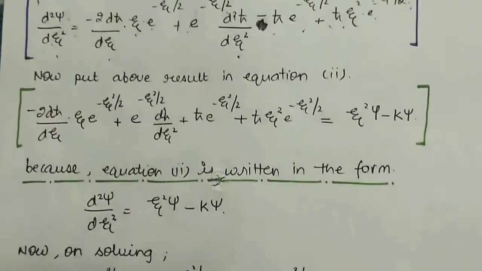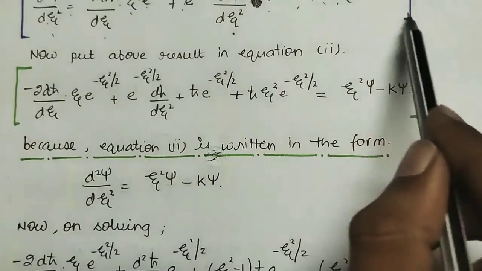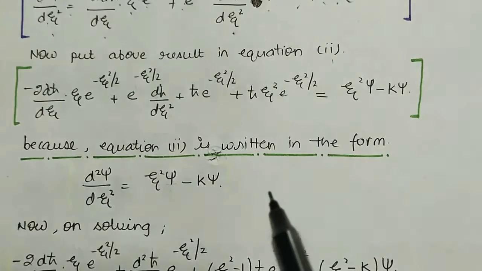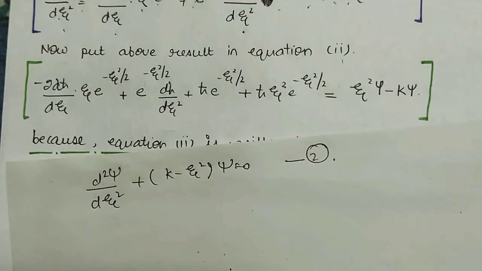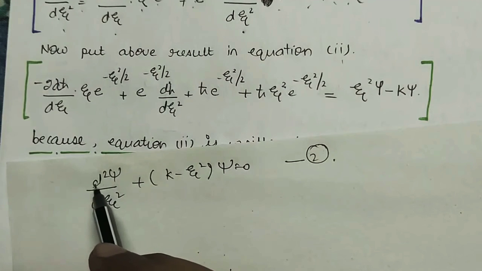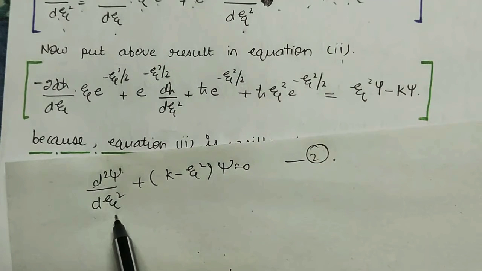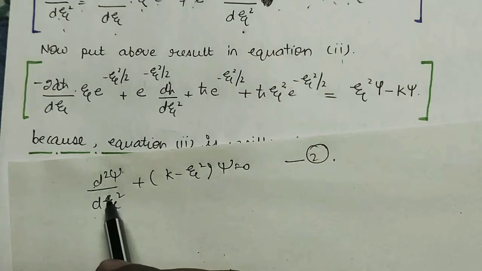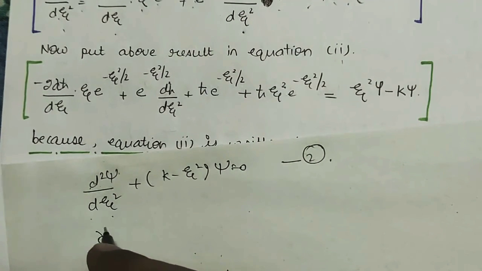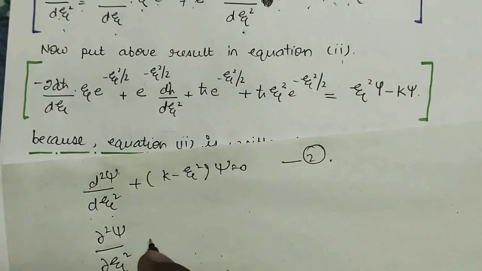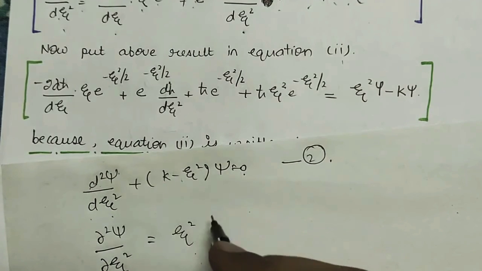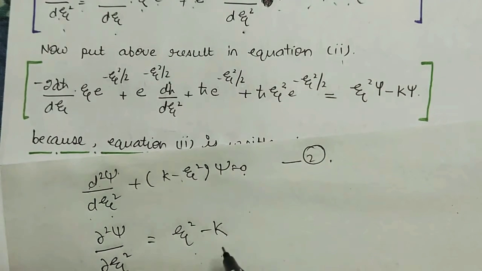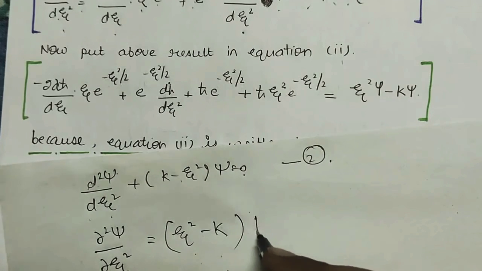Okay, now put the above equation in our equation 2. Do you remember what equation 2 is? This is equation 2, k minus j square psi. Actually I want to put the value of d2 psi over dj square here, so I can make it like del 2 psi upon del j square equals, this is negative so it becomes positive, and this is positive so it becomes negative, psi.